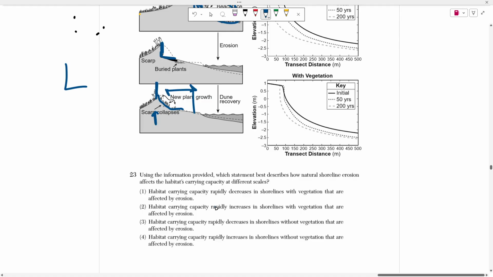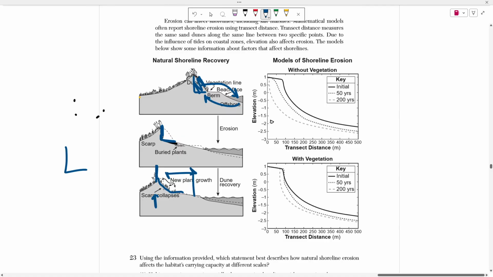So we know that the carrying capacity, or the amount of animals that can live in that environment, should go down because there's less space for them to live in. So the habitat carrying capacity should decrease, not increase, which is why we're eliminating choice 2 and 4. If there's less space, you cannot support more animals. Okay? And let's look at this decrease, right?